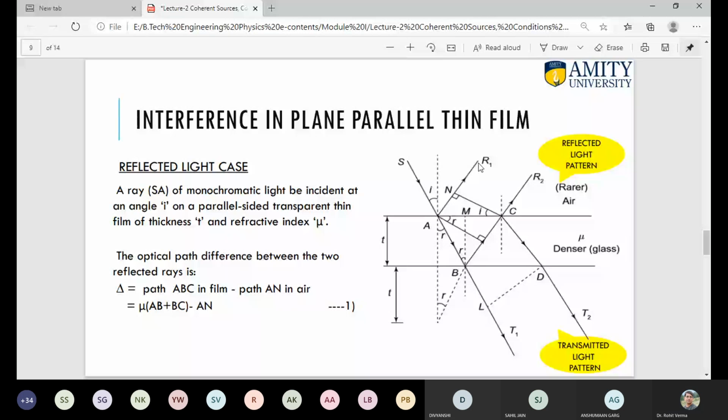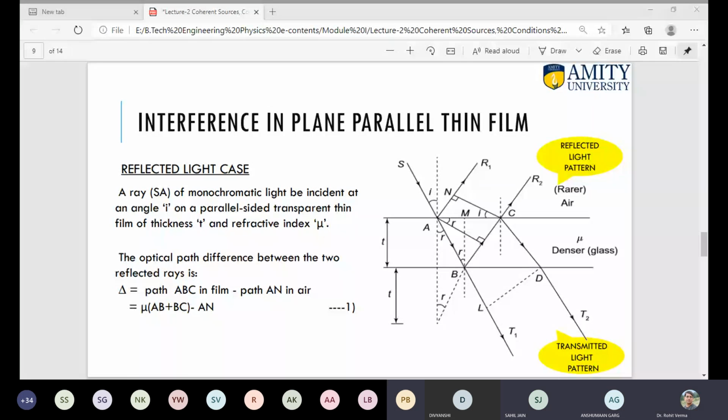Hello, students. Yes, sir. Are you getting what I am explaining? Yes, sir. Okay, I continue. Excuse me, sir. Please explain the nodal and anti-nodal topic once again. I was not able. I will explain in the last. Let me explain firstly this interference in thin film. Okay, sir.